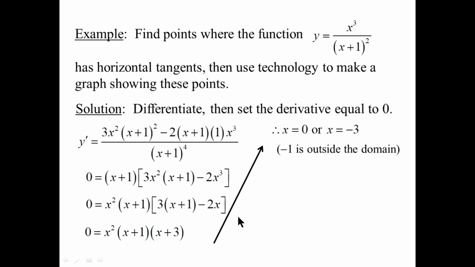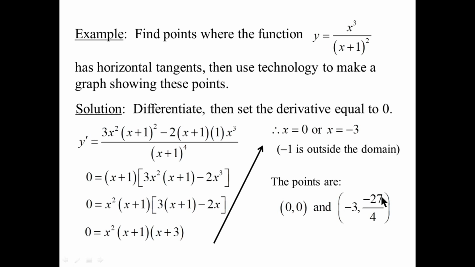Since we know the x-coordinates, we know the points. So one point is 0, 0, and the other point is the result of subbing negative 3 into the function. So we'll have negative 27 in the numerator and 4 in the denominator, like that. So those are the points where this curve has horizontal tangents. 0, 0, and negative 3, negative 27 over 4.